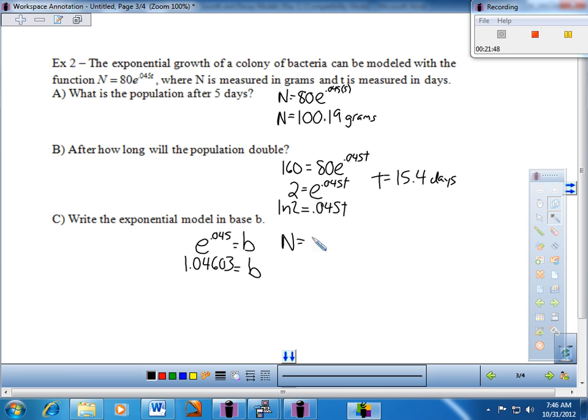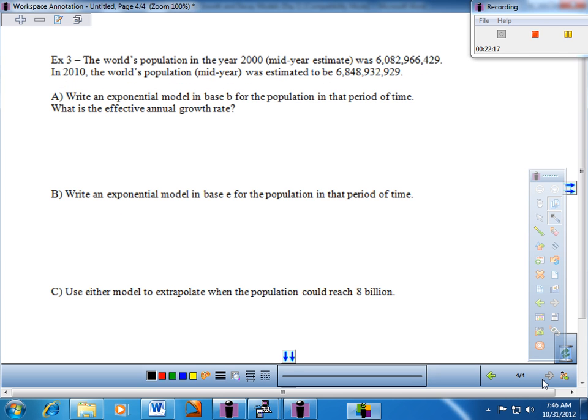And I've got n equals, starting out with 80, times our growth rate, our effective rate, so to speak, our b value, raised to the t. So again, we're just working with the two different models there. If you can go back and forth with it, great. That's all I'm really looking for. But as I said, most of the applications that we will do will be in base b. Please let me know if you have questions along the way. Otherwise, we'll go to the last example here.